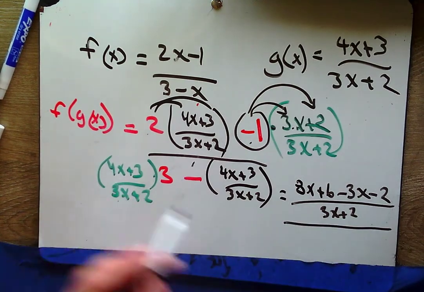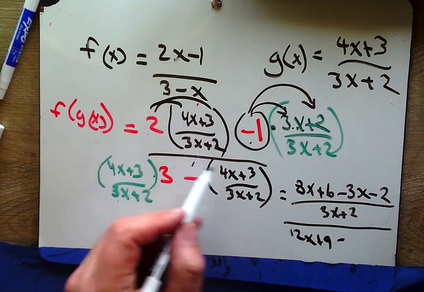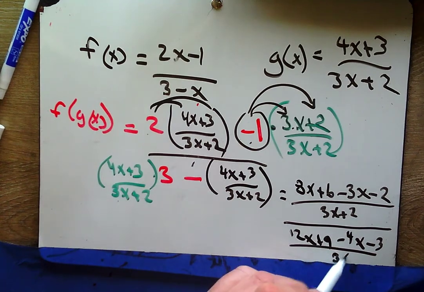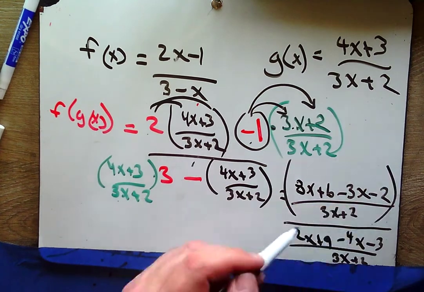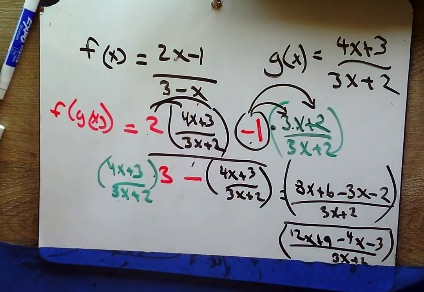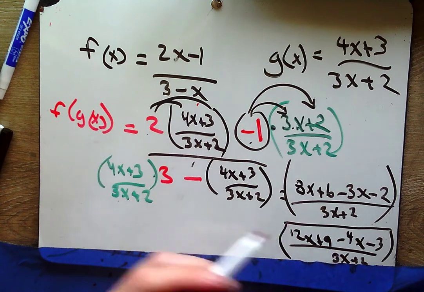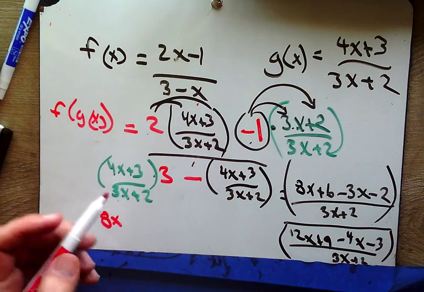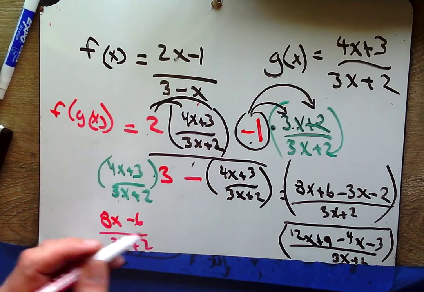Down here on the bottom, I've now got 12x plus 9 minus, don't forget to distribute that, 4x minus 3. And again, we have over 3x plus 2. Okay, so I've got that complex fraction. I have a better sense of why we were looking at those last month. And so what's up? Well, 12x minus 4x is going to be 8x, and 9 minus 3 is 6. On the bottom, we've got 3x plus 2.